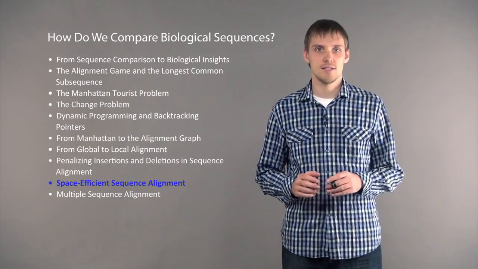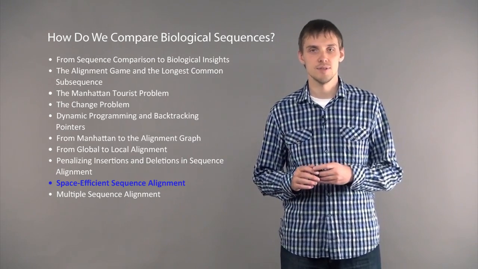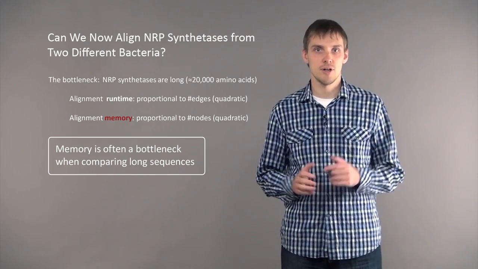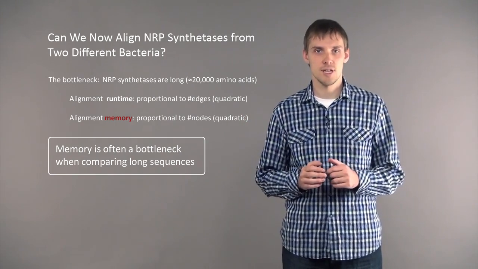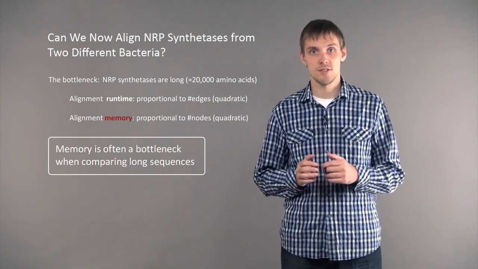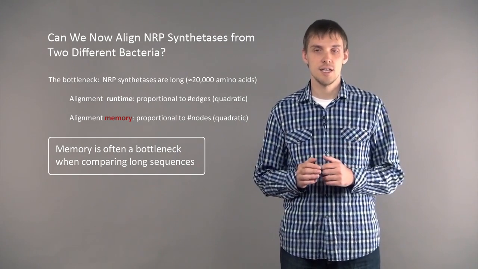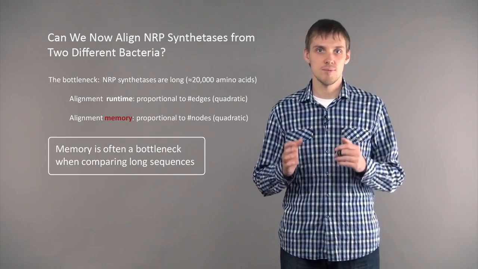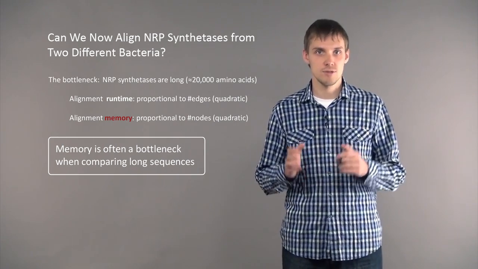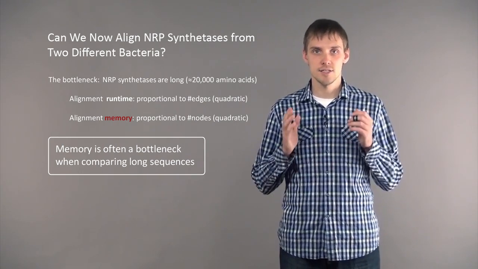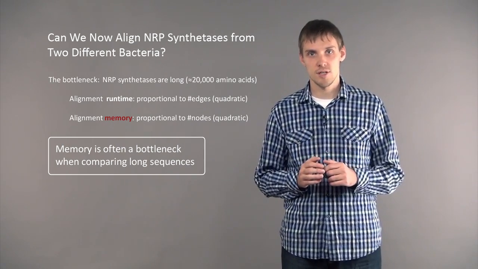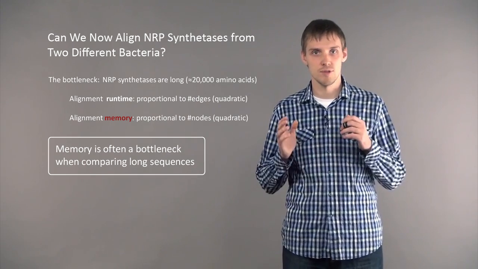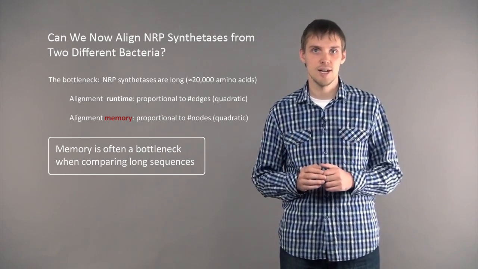Now we will discuss how to implement sequence alignment in a more efficient way. Usually we compare quite long sequences, up to a few tens of thousands of amino acids, and the runtime of alignment algorithms, as you know, is proportional to the number of edges, which is quadratic, and memory consumption of the alignment algorithm is also proportional to the number of nodes, which is also quadratic.